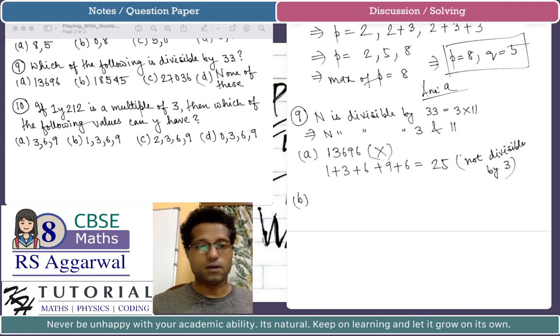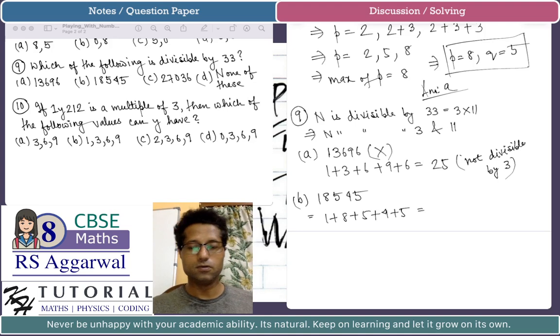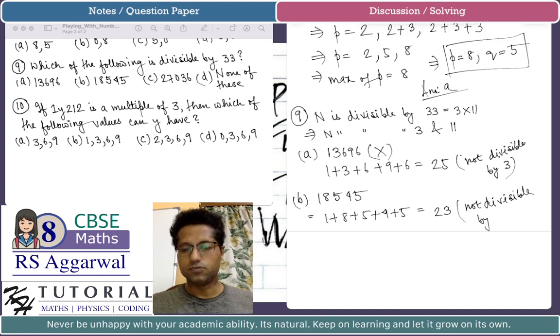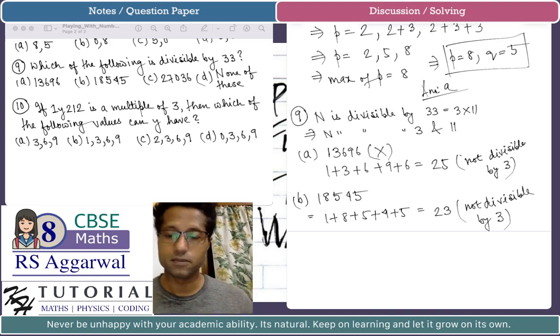So let's see choice B, the number is 18545. Let's see what is the sum of its digits. 1 plus 8 plus 5 plus 4 plus 5 is equal to 23. 23 is not divisible by 3. So definitely 18545 is not divisible by 3, so it will also not be divisible by 33.